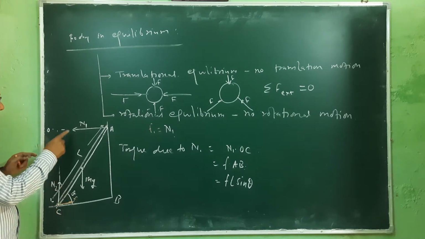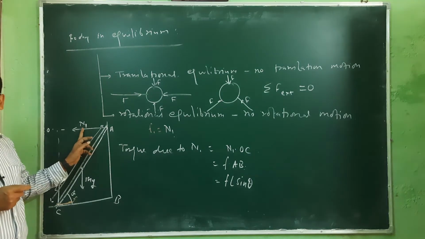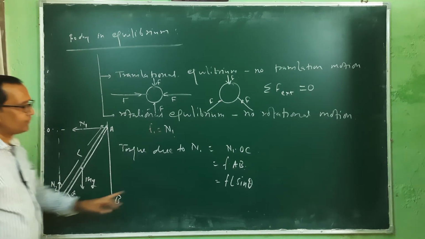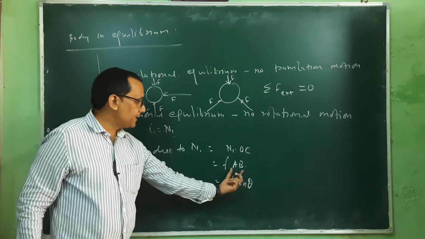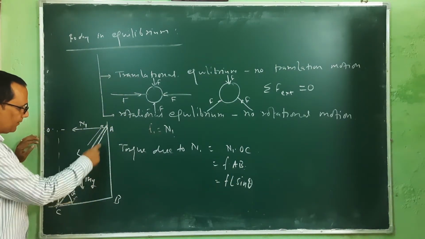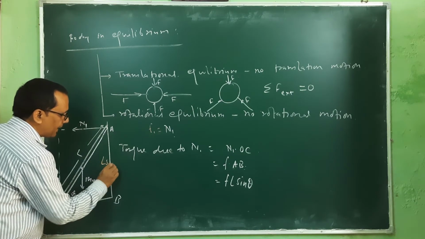So in order to calculate the torque due to this N1, we must have the value of this force N1, which is actually equal to this frictional force. This is the balanced equilibrium condition. So N1 is equal to F, and this AB can be written as L multiplied by sin theta.